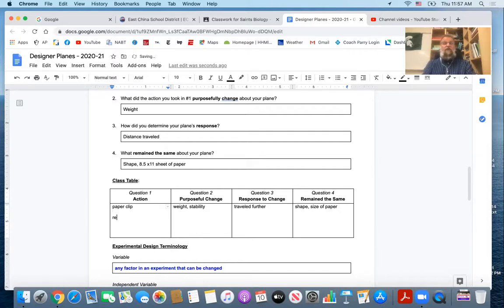Somebody else refolded the wings, and in their case, they were reducing the size of the wings. And the response in this particular case is it also traveled further. And some of the things that didn't change for them, the weight of the plane did not change for them, the size of the paper did not change for them. And so we collected a couple of student examples just to give the idea, and then we had a discussion about what these different variables were.